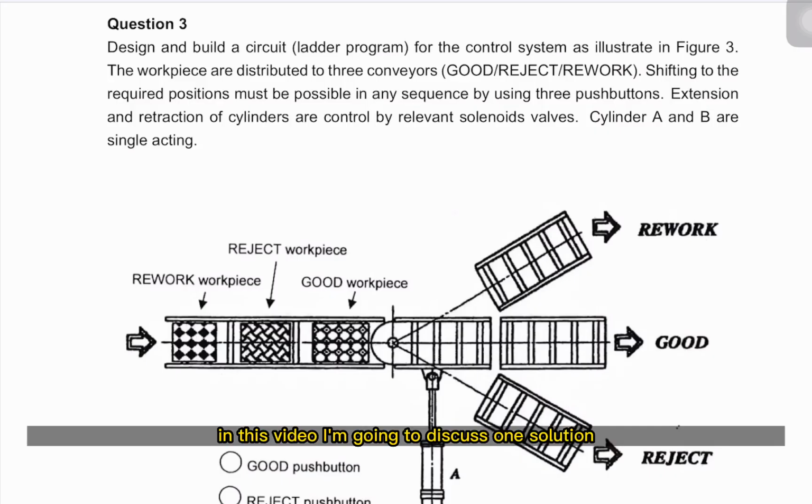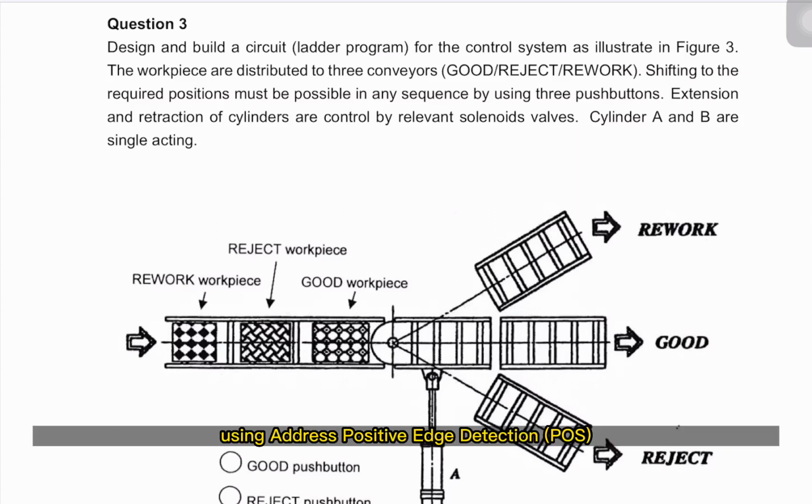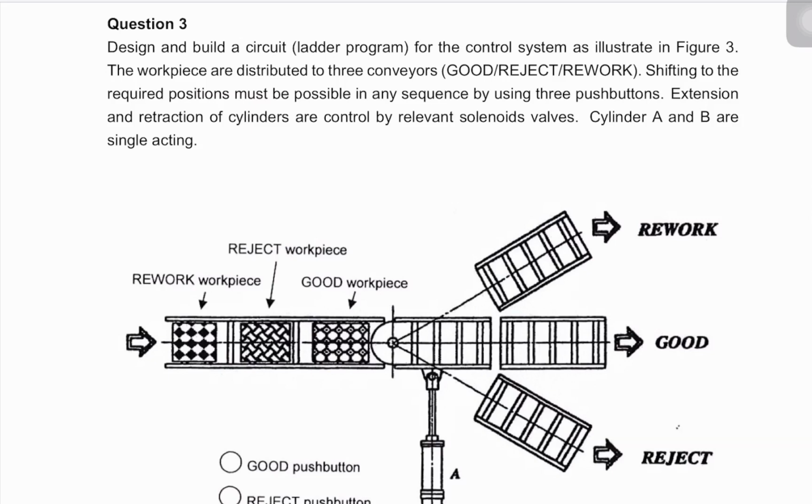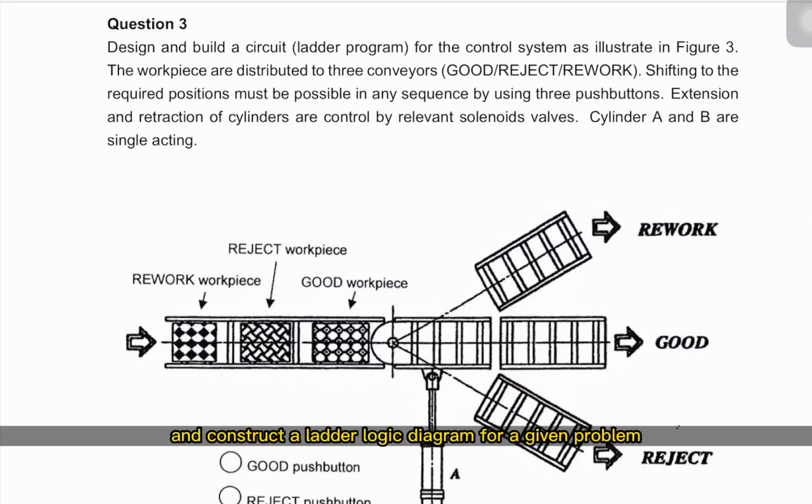Assalamualaikum. In this video, we're going to discuss one solution using address positive edge detection. Students are required to solve and construct a ladder logic diagram for the given problem.